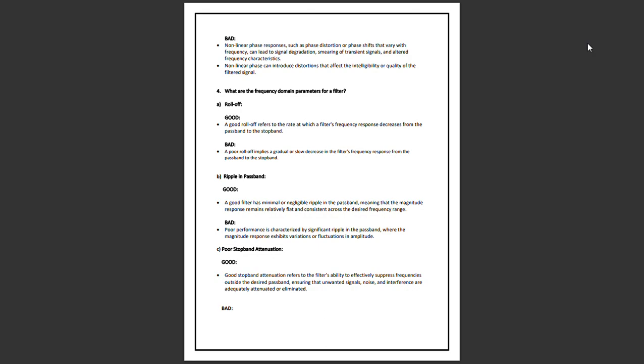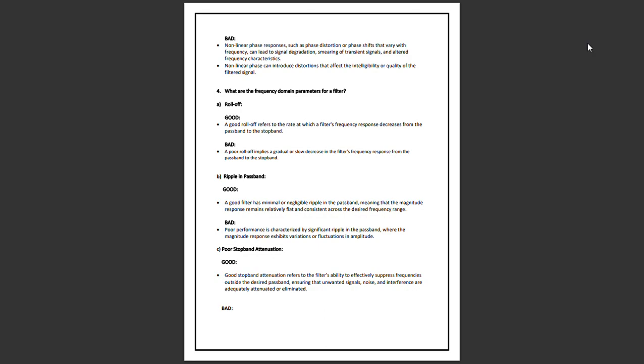Part 4. What are the frequency domain parameters for a filter? First, roll-off. A good roll-off refers to the rate at which a filter's frequency response decreases from the pass band to the stop band. A bad roll-off. A poor roll-off implies a gradual or slow decrease in the filter's frequency response from the pass band to the stop band.